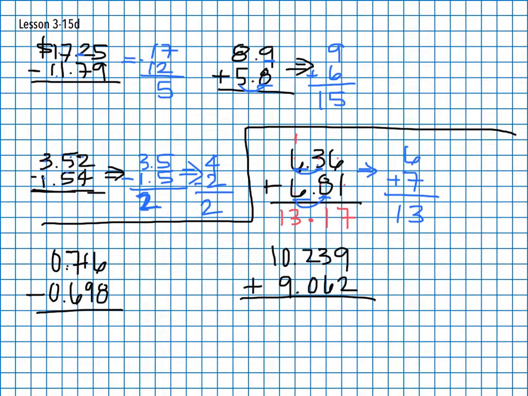Now let's look at this one here. For me to bring that over, I would round to the nearest tenth here. This is going to be 7. This is going to be 7. Subtract. I should get a number that's relatively close to 0.